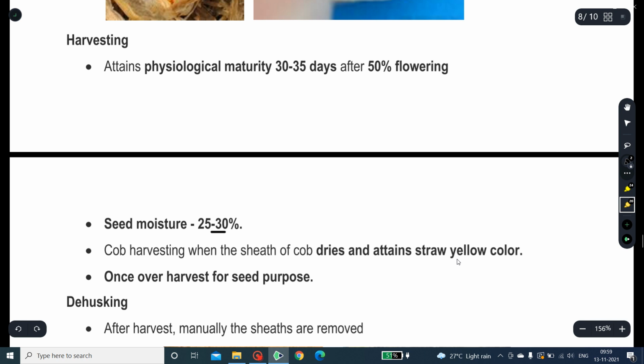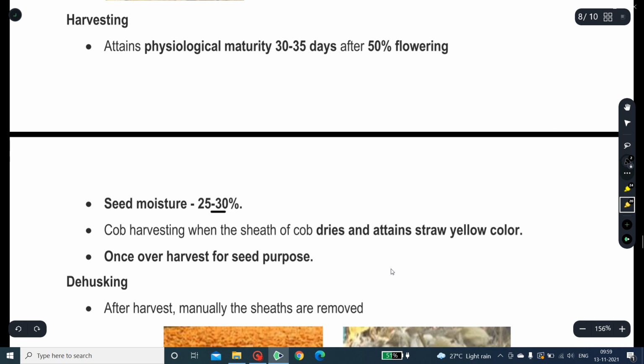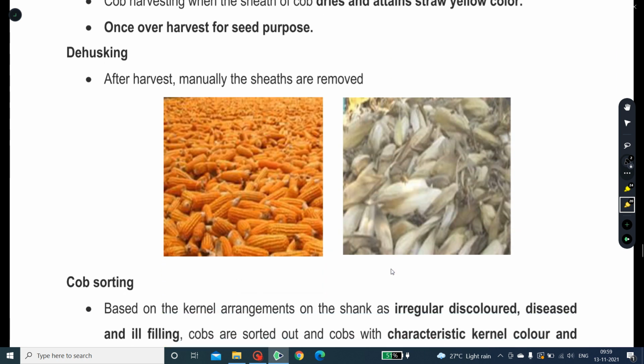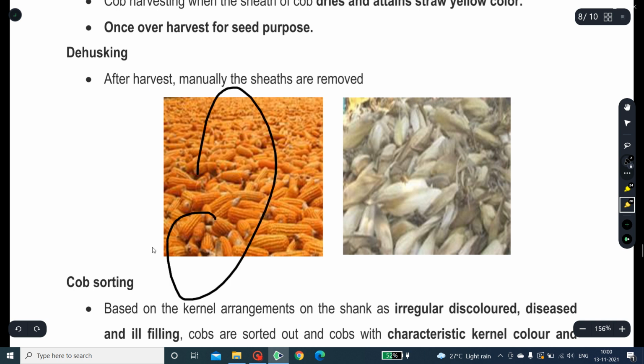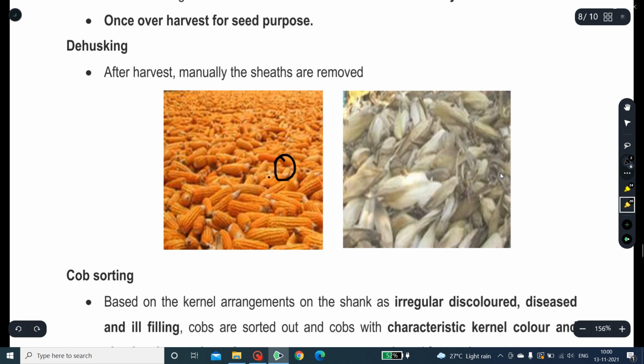Once the crop is harvested for seed purpose, comes dehusking. After harvest, manually the sheaths of the cobs are removed. This is nothing but dehusking.